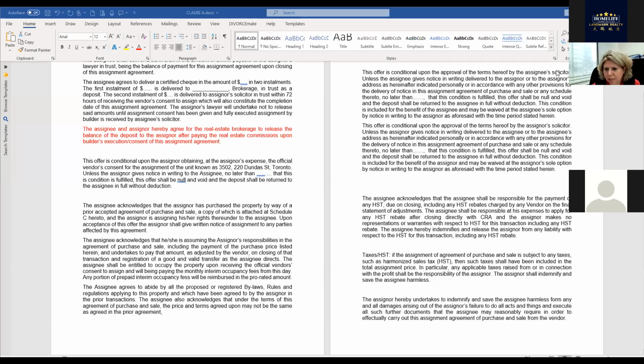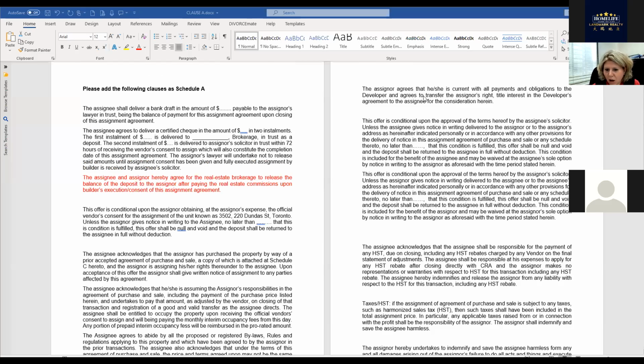Then it's important that you write this, that the offer is conditional upon the approval of the terms by the assignee's solicitor as well as the assignor's. This is important for an agent because you want to avoid any liabilities.